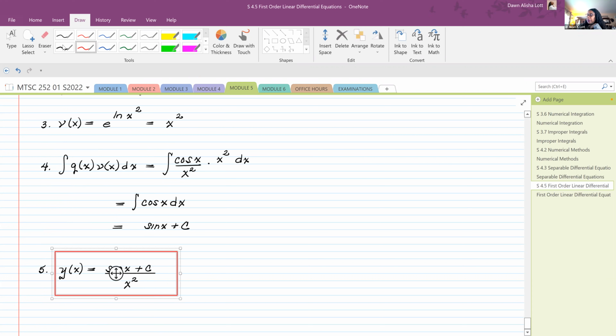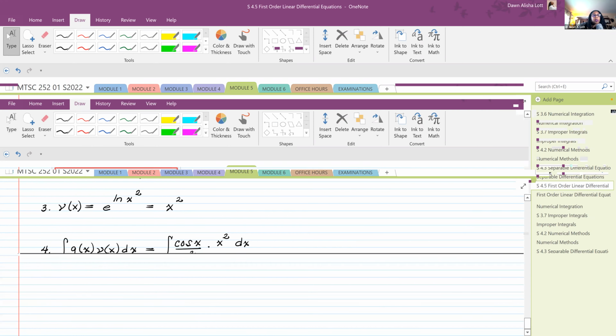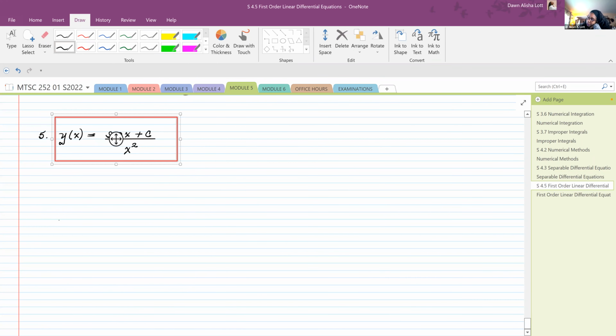Okay, does everybody see how these problems are? That is exactly what kind of problems you are going to have on the exam. Now, if you have something that looks like, here's one for you. dy/dx plus the tangent of x times y is equal to secant of x.